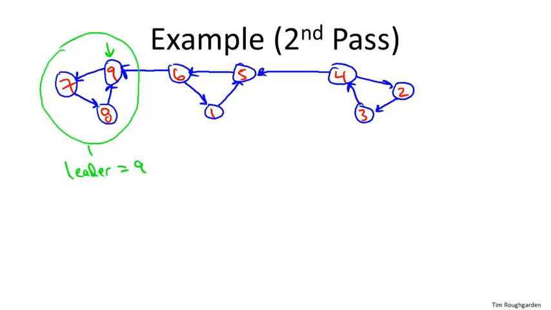From 6, we can go to 9 or we can go to 1. So let's say we explore 9 first. Well, we already saw 9 in an earlier iteration of the for loop, so we don't explore it again.